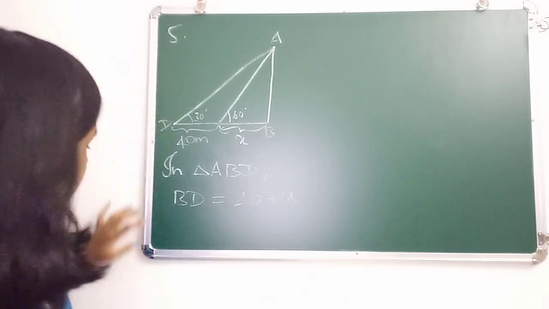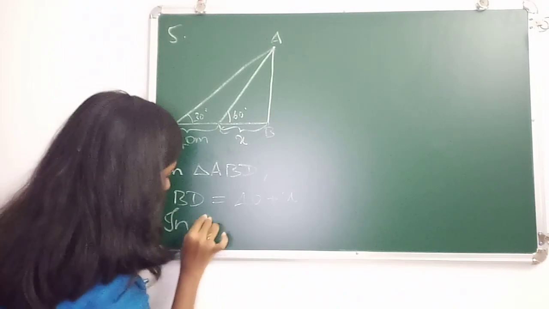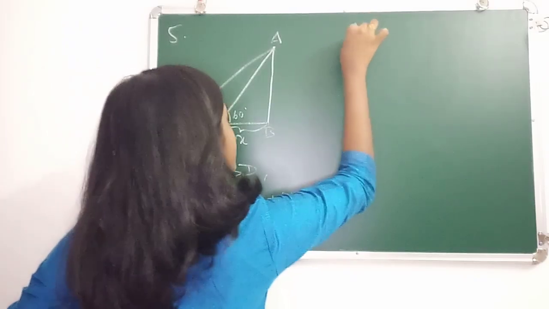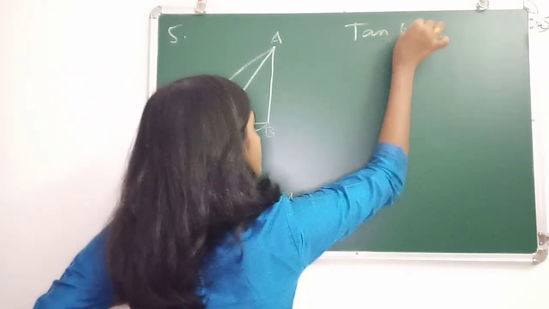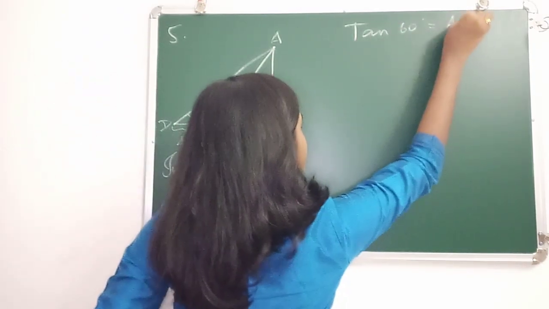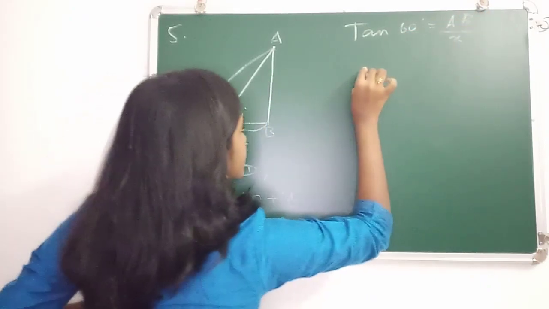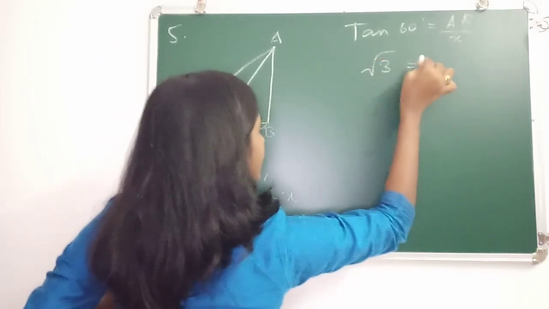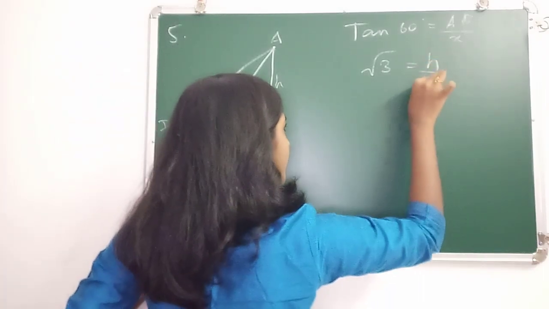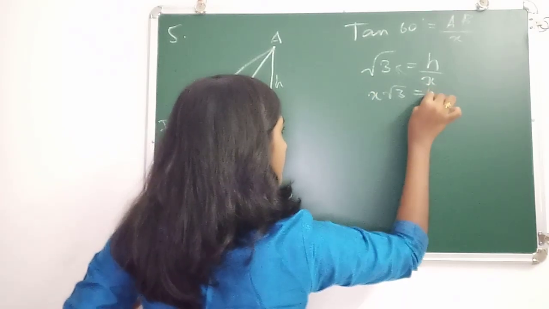And if we come to the triangle ABC, we have tan 60 to be equal to AB by x. Now tan 60 is root 3, and AB we can take as height, as it is the height of the tower. So h by x. Now if we bring this here, we will get x root 3 to be equal to height.